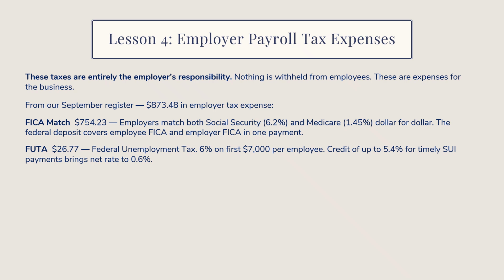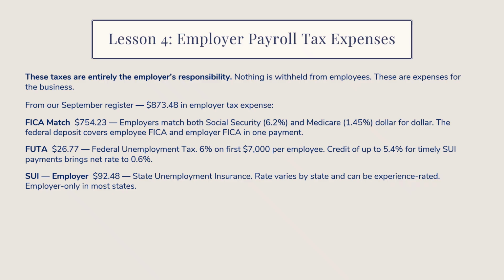FUTA, which was $26.77. This is your federal unemployment tax. This rate is 6% on the first $7,000 per employee. And again, you can get a credit of up to 5.4% for timely state unemployment insurance payments, which would bring your rate down to 0.6%.